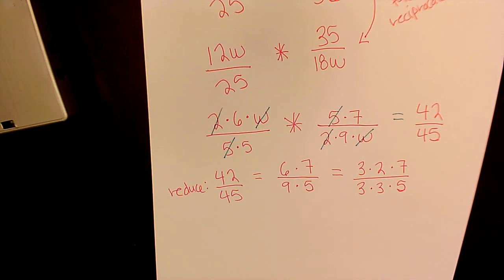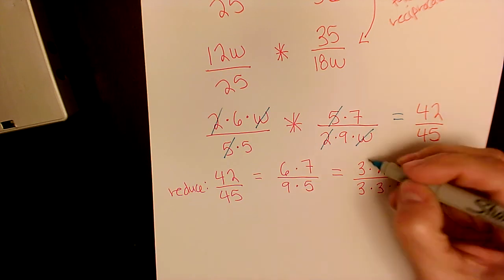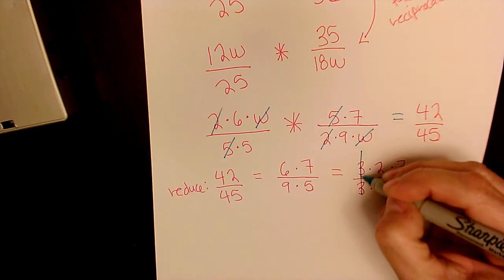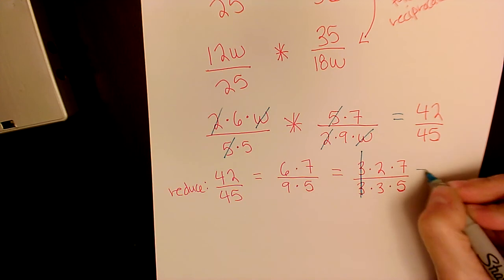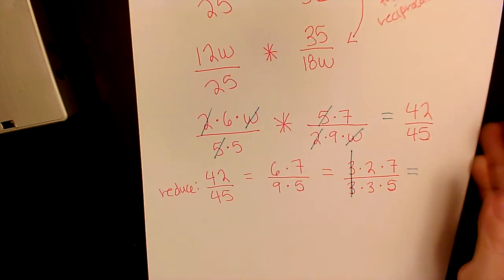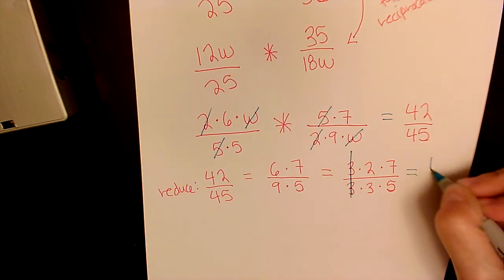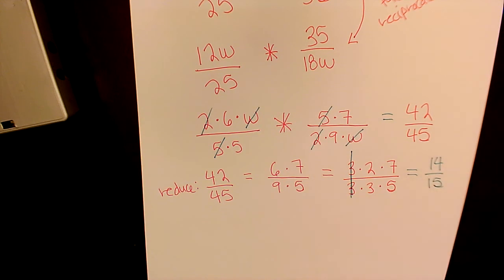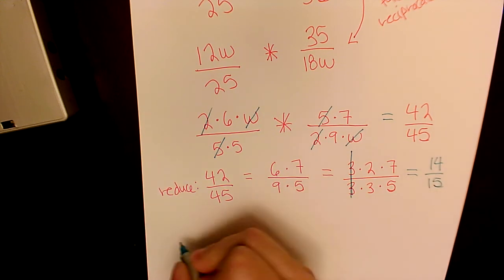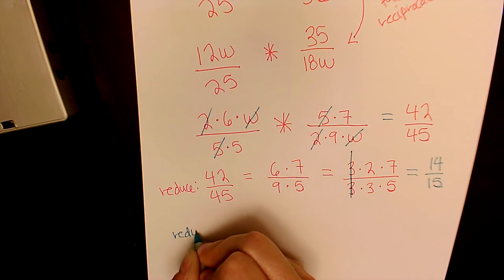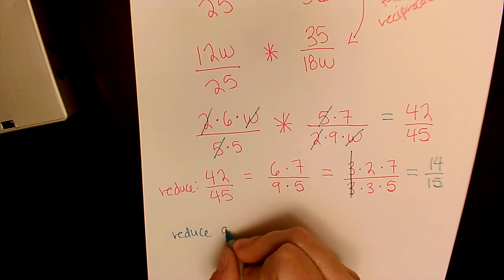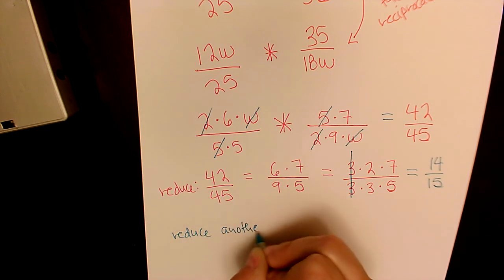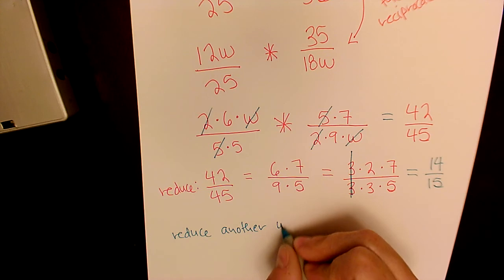Okay, and does anything match up on the top and the bottom? Well, the 3's do. So I'm going to divide or cancel those out. And here's my final reduced answer. Just going to multiply straight across, and get 14 over 15.